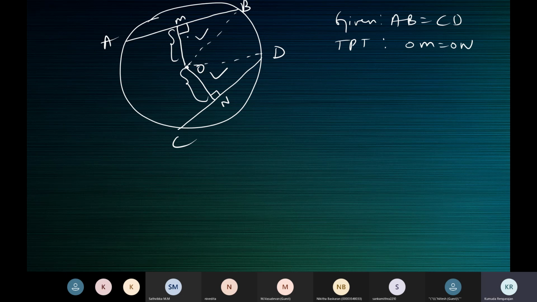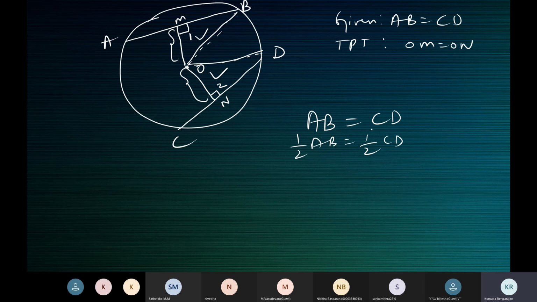So what you have to list out is angle 1 is equal to angle 2, 90 degrees. OB is equal to OD, radii of the circle. So right angle, hypotenuse is over. Then some side. We're using another theorem here. AB is equal to CD, so half of AB is equal to half of CD.